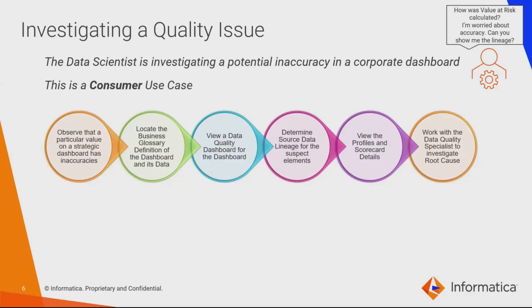So they observe that there's a value that they don't like. So the first thing they want to do is look in the business glossary. See, where does that information come from? So if I'm looking at my end report, I'll look at the data set because that's how that dashboard is defined, and the glossary item that links to that particular data.